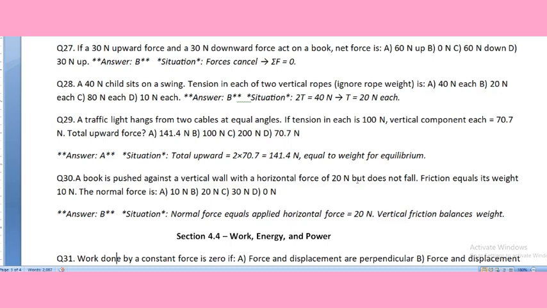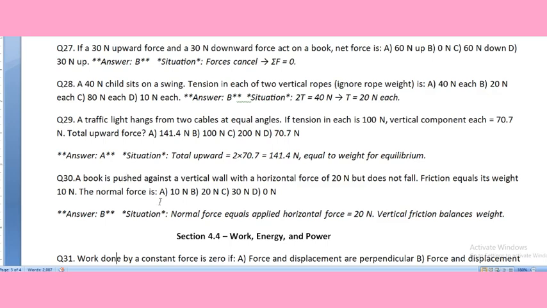A book is pushed against a vertical wall with a horizontal force of 20 Newton, but does not fall. Friction is equal to its weight, 10 Newton. The normal force is choice A, 10 Newton, choice B, 20 Newton, choice C, 30 Newton, choice D, 0 Newton.